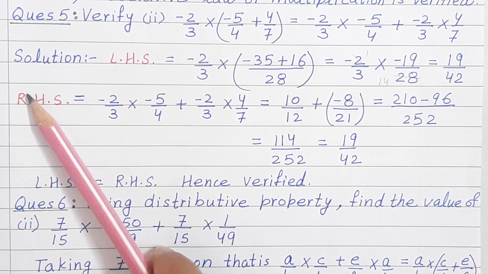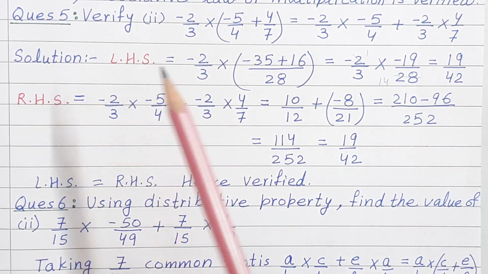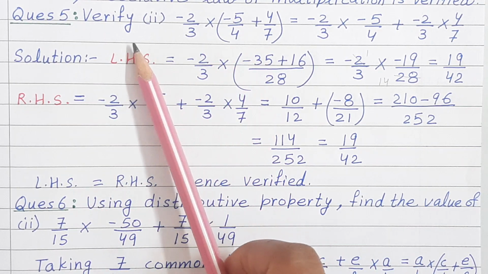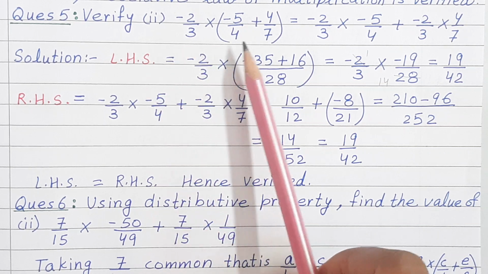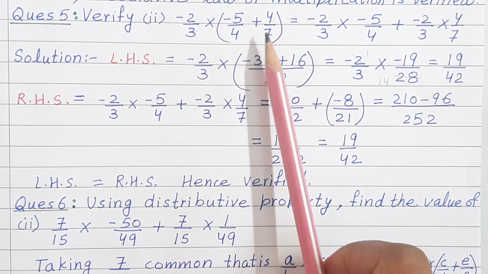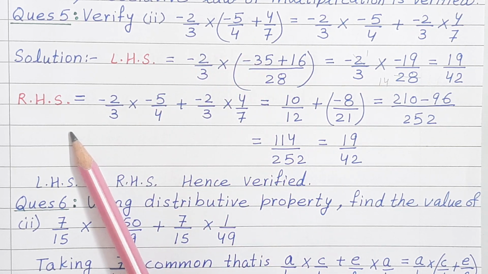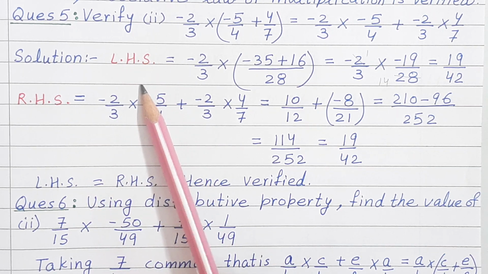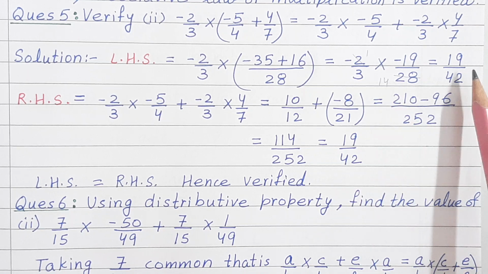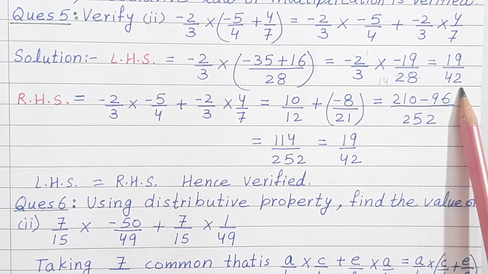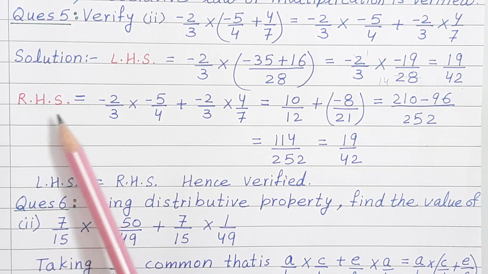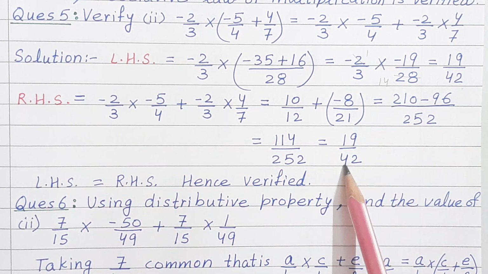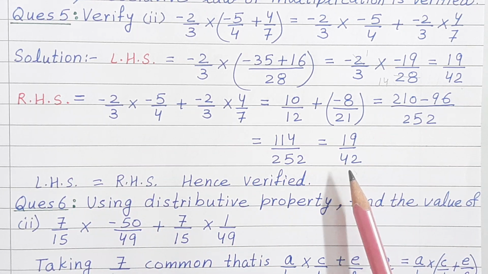Now our next question is verify. Now in order to verify, we have to prove that the left hand side is equal to right hand side. So first of all, let us solve the left hand side. So the answer is 19 upon 42. And after solving the right hand side, again the answer is 19 upon 42.